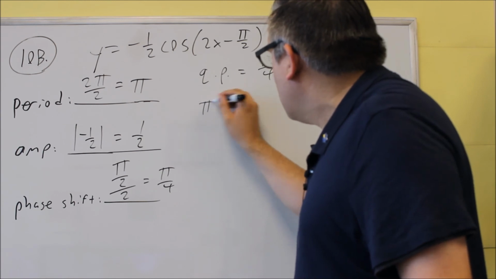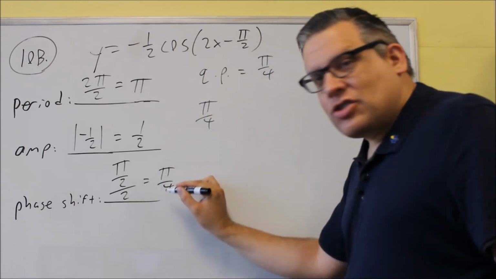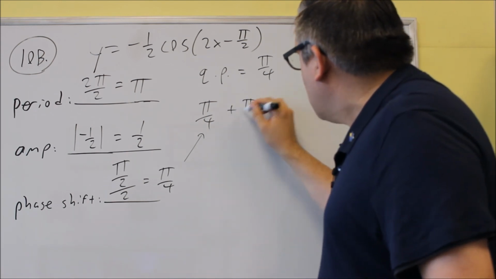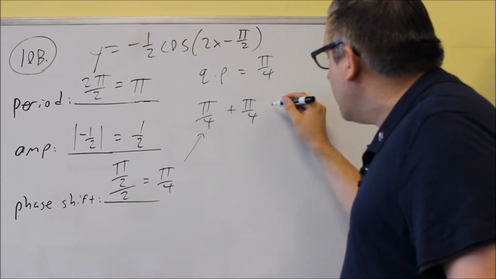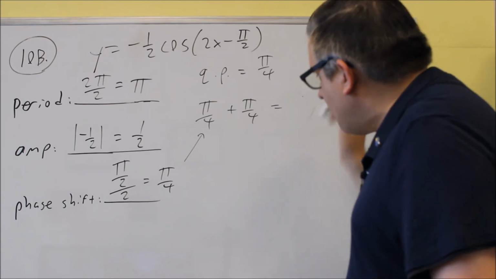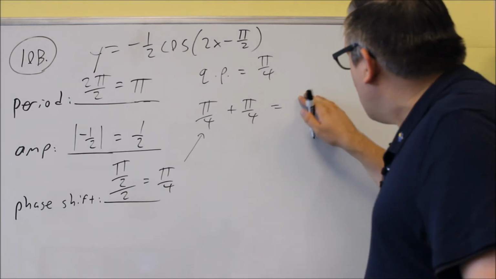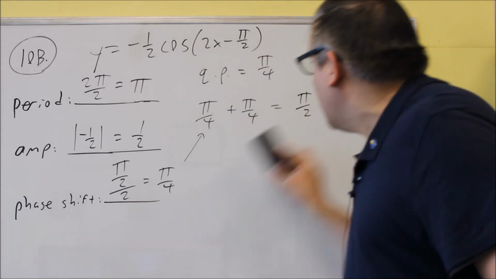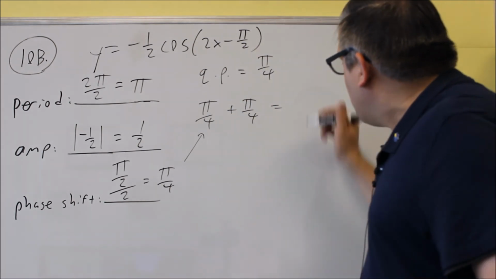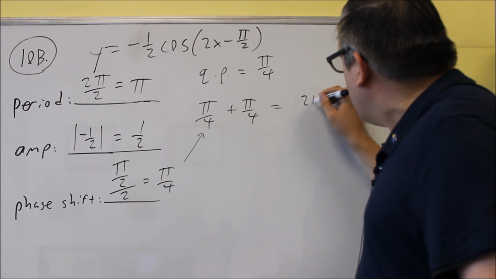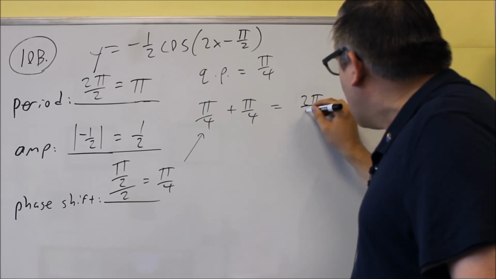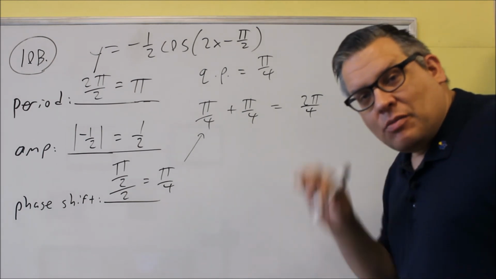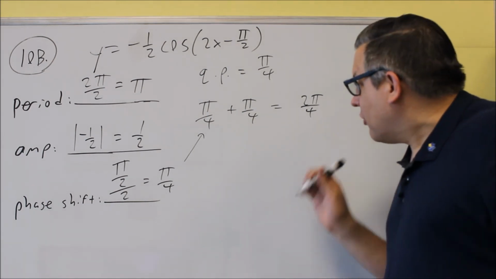We start with the phase shift, so that's this one here. Then we're going to add the quarter point to it, and you'll get 2 pi over 4, or pi over 2 if you reduce it. You can reduce it, but on the test it's not necessary for you to reduce it. I'm actually just going to leave it as 2 pi over 4 because that way we have common denominators, which makes it easier to add all the way through.